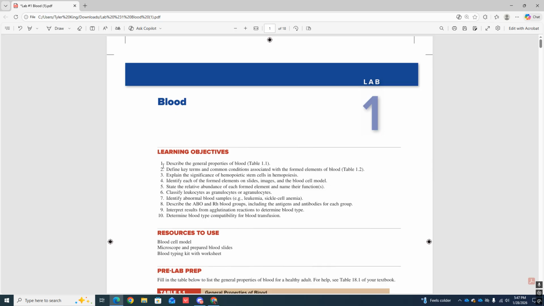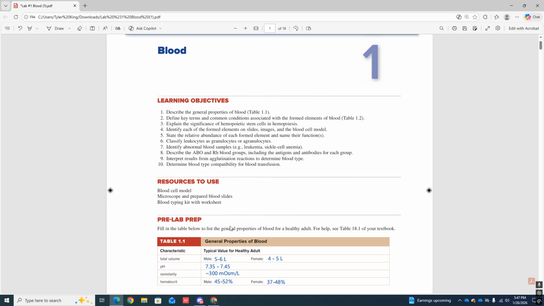So 10 learning objectives this week. A lot of them are really easy, and you get 3 of them out of the way within the pre-lab prep, so it goes really quick. So the first 3 we'll do in the pre-lab prep. Number 4 is identifying each of the formed elements on the slides, images, and the blood cell models that we had, and then stating the relative abundance of each formed element, as well as classifying leukocytes. I'm going to try and get through this within the first video, if possible, okay?